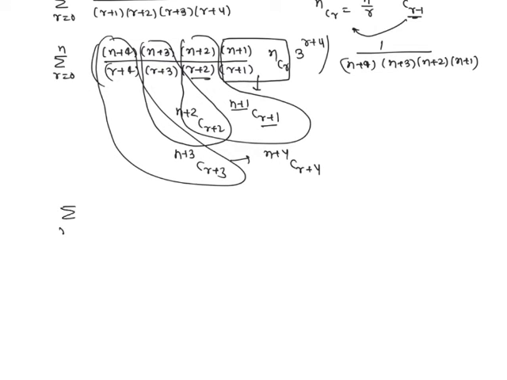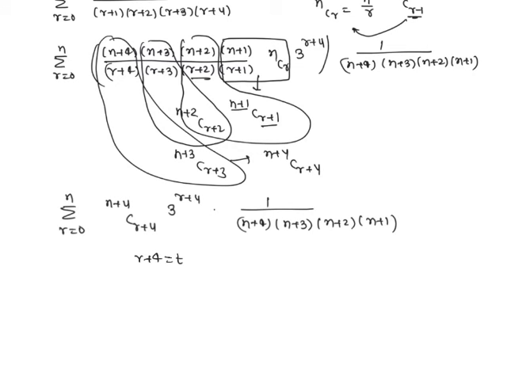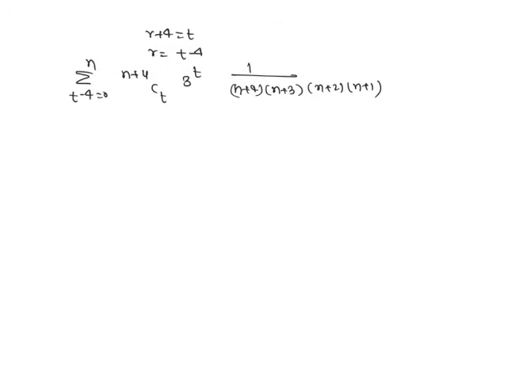So this equation becomes sigma r equals 0 to n, (n+4)C(r+4) into 3^(r+4) into 1 divided by (n+4)(n+3)(n+2)(n+1). Here r+4 we will assume as t. So r equals, we can write as what? t minus 4. So this will become sigma t minus 4 equals 0 to n, (n+4)Ct into 3^t into 1 divided by (n+4)(n+3)(n+2)(n+1). Now this 1 by (n+4)(n+3)(n+2)(n+1) we will take outside. This equation we can write sigma t equals 4 to n+4, (n+4)Ct into 3^t.